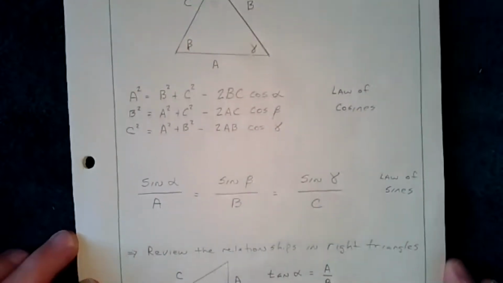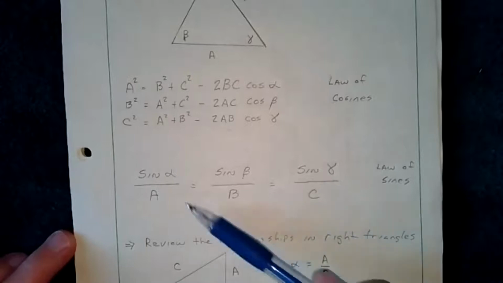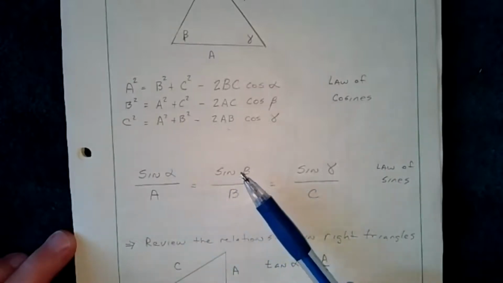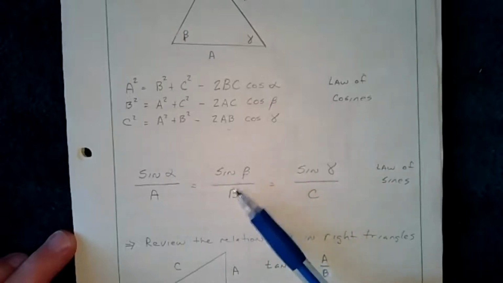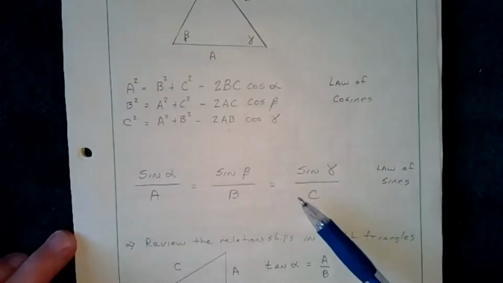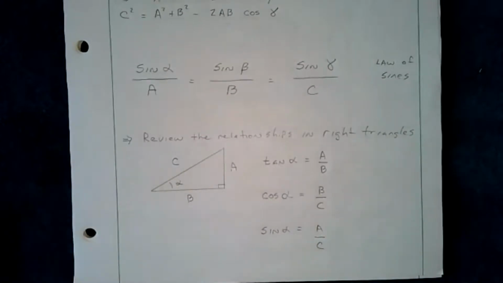Then there's also the law of sines, which says that the sine of an angle over the side opposite it is equal to the sine of the other angle over its respective side. And lastly, just be sure you understand the relationships of tangent, cosine, and sine.